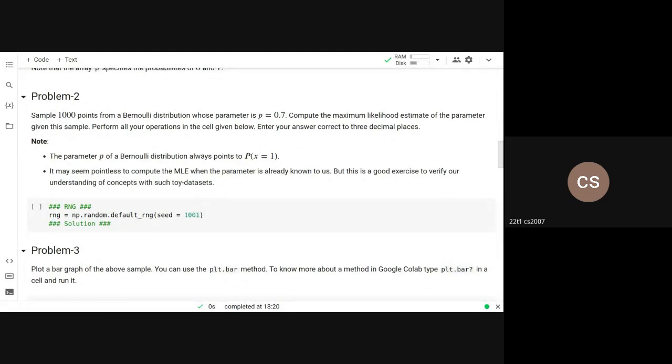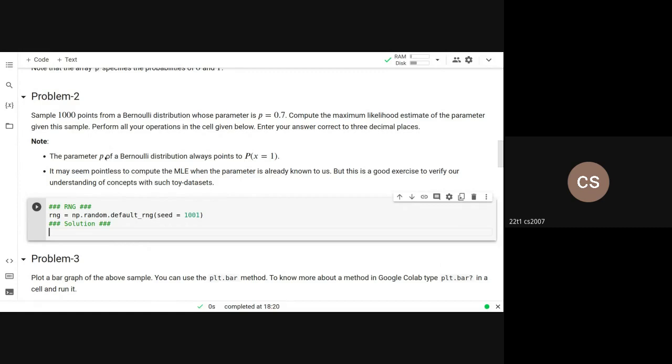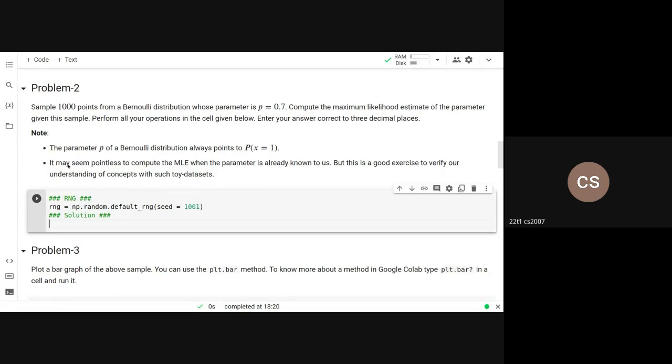So this problem is asking us to get 1,000 points from a Bernoulli distribution with p equal to 0.7, and once you do that, compute the MLE of p for this sample. Okay, so this note is important here. See, when do you do MLE? When does it make sense to do maximum likelihood estimation?